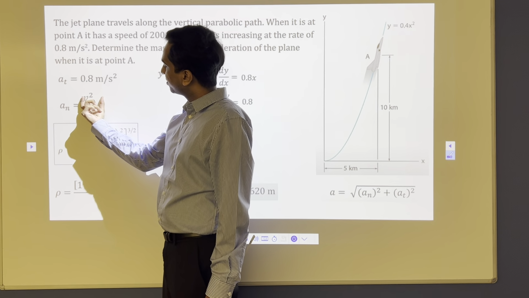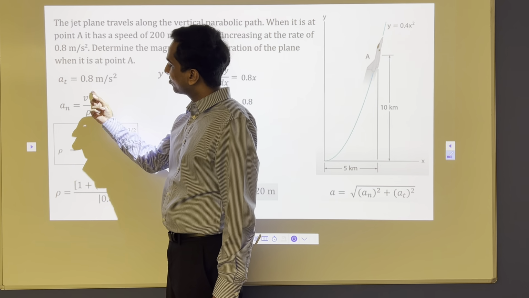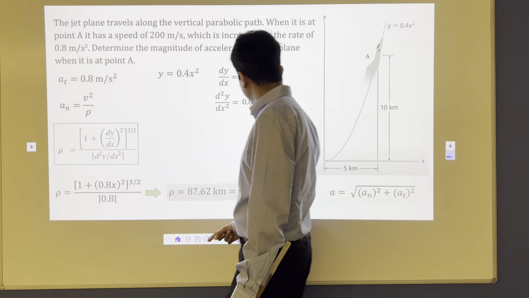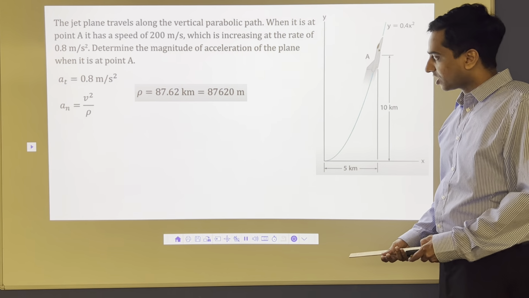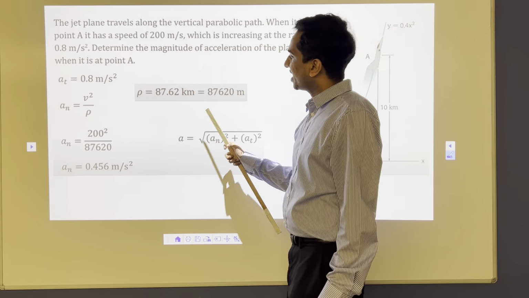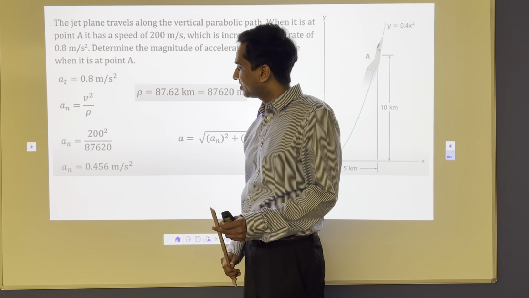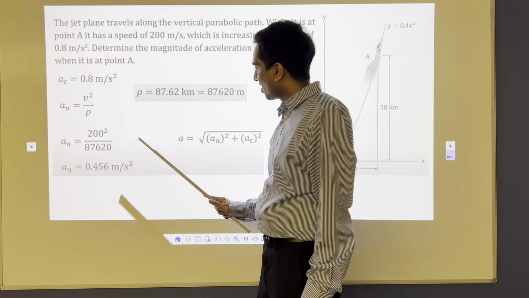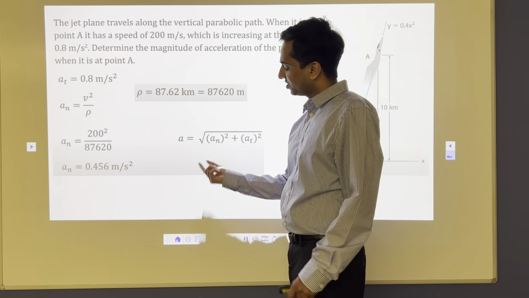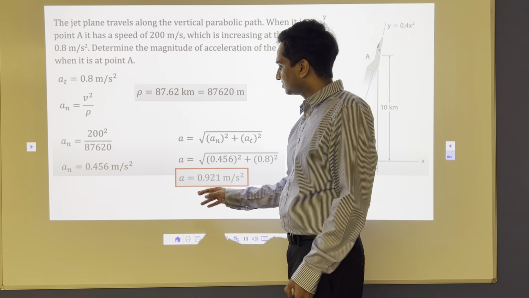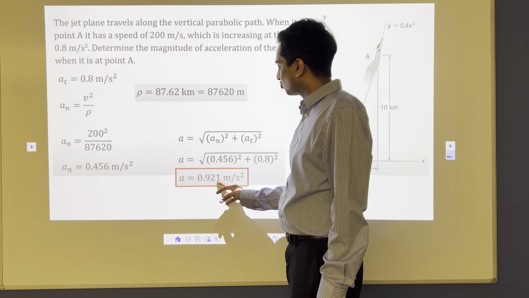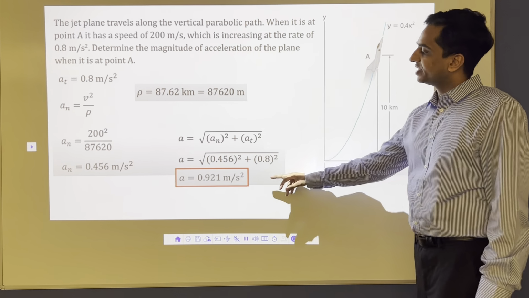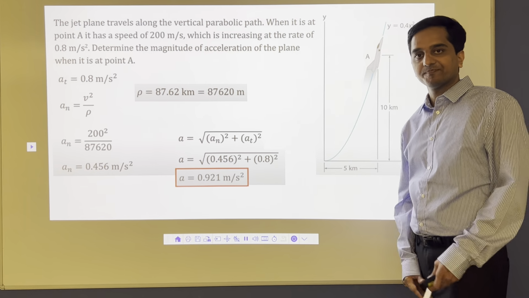So I'm going to take these numbers in meters, 87,620, and put that number here as the radius: 200 square divided by 87,620. You'll get the value for an. Once you have an, you can take that an here and solve the problem. You'll get an as 0.456 meter per second square. Once you have that 0.456, I'm going to put it here, and then I'll get the final answer: a is equal to 0.921 meter per second square. So the magnitude of acceleration at this point is 0.921 meter per second square, and that's it.